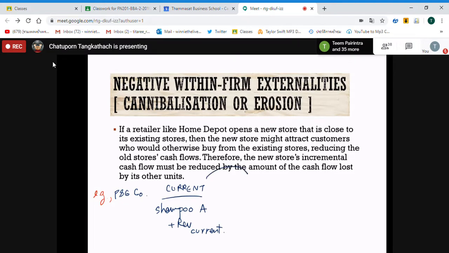Now, this year, P&G considers investing in a new project. And it happens that in the new project, P&G will produce another brand of shampoo. It is also the same product, shampoo, but the brand is called, let's say, brand B. P&G expects that the revenue from the new shampoo B is, let's say, 10 million per year.